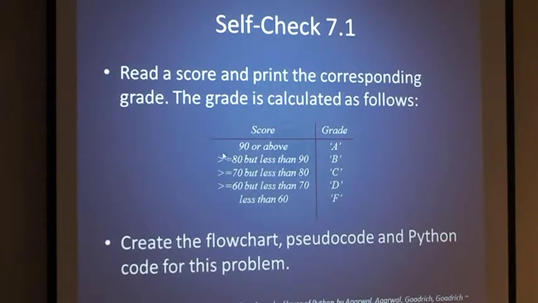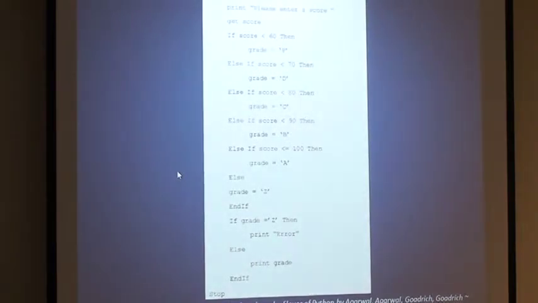Let's take one of them. If it's greater than or equal to 80, but strictly less than 90, not equal to 90. Because 90 would be A, right? So that would be a B, etc. And we are talking of integers only, whole numbers. So you have to create the 3 things, the pseudocode, flowchart, and the Python program.